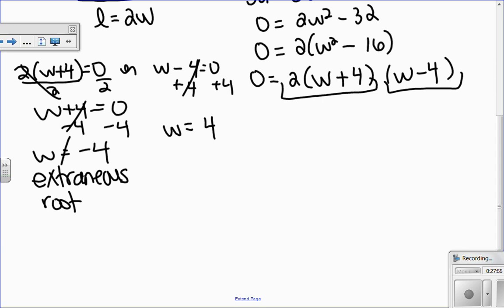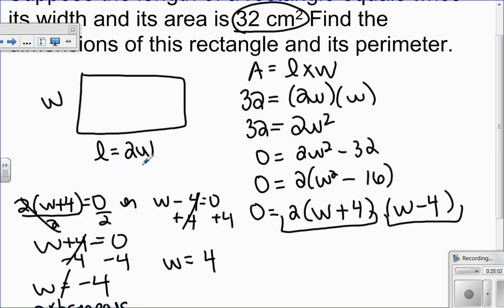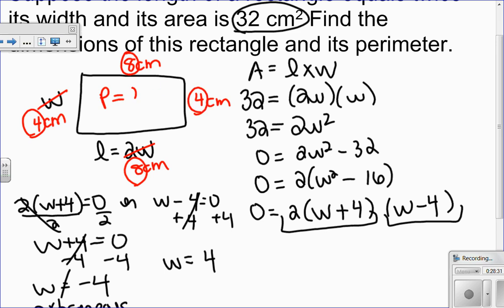So w is my width, so I can come back up here, and I'm just going to substitute in w for 4. So that means that the width of this is 4 centimeters, and the length is 2 times width, double the width, which would be 8 centimeters. So the dimensions are 4 centimeters by 8 centimeters, and they also want the perimeter. So if this is 4 and this is 4, this is 8, this is also 8. The perimeter is going to be 8 plus 4 is 12, plus 8 is 20, plus 4 is 24 centimeters.